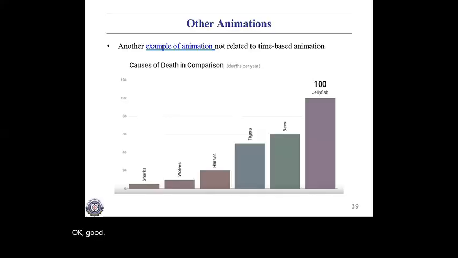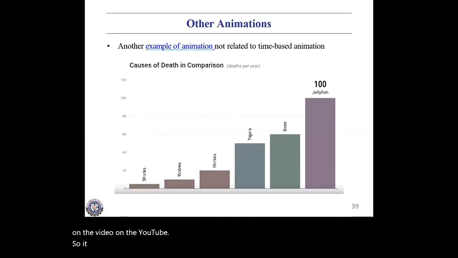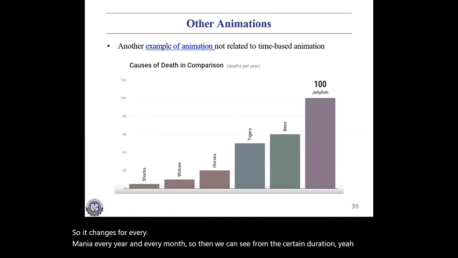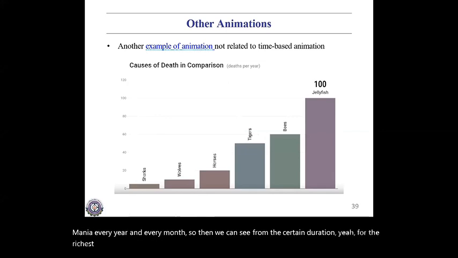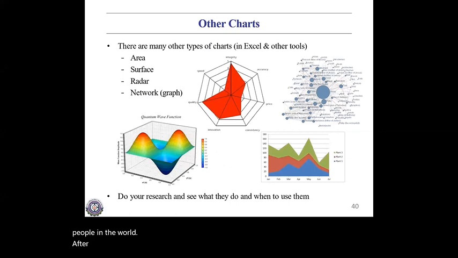The other animation is actually interactive. It's very interesting, as we have seen in the video on YouTube. It changes for every year and every month, so we can see, over a certain duration, the richest people in the world. Other animations and other charts.